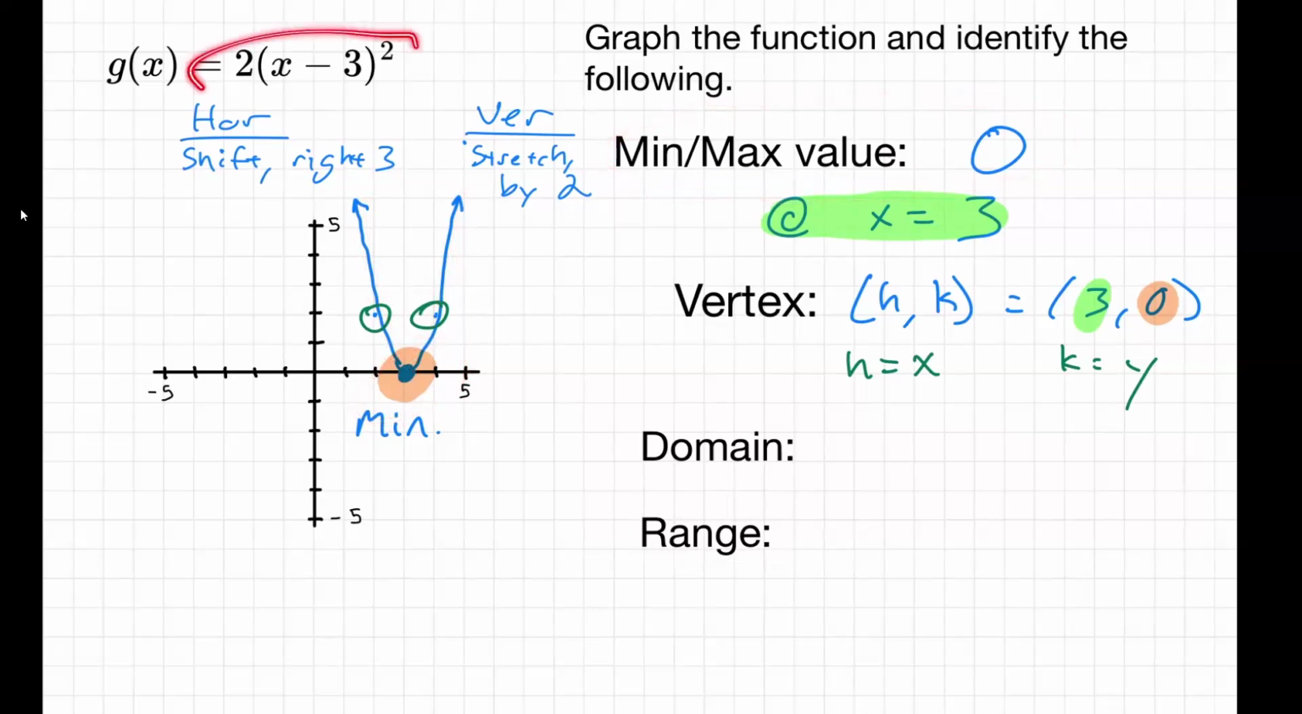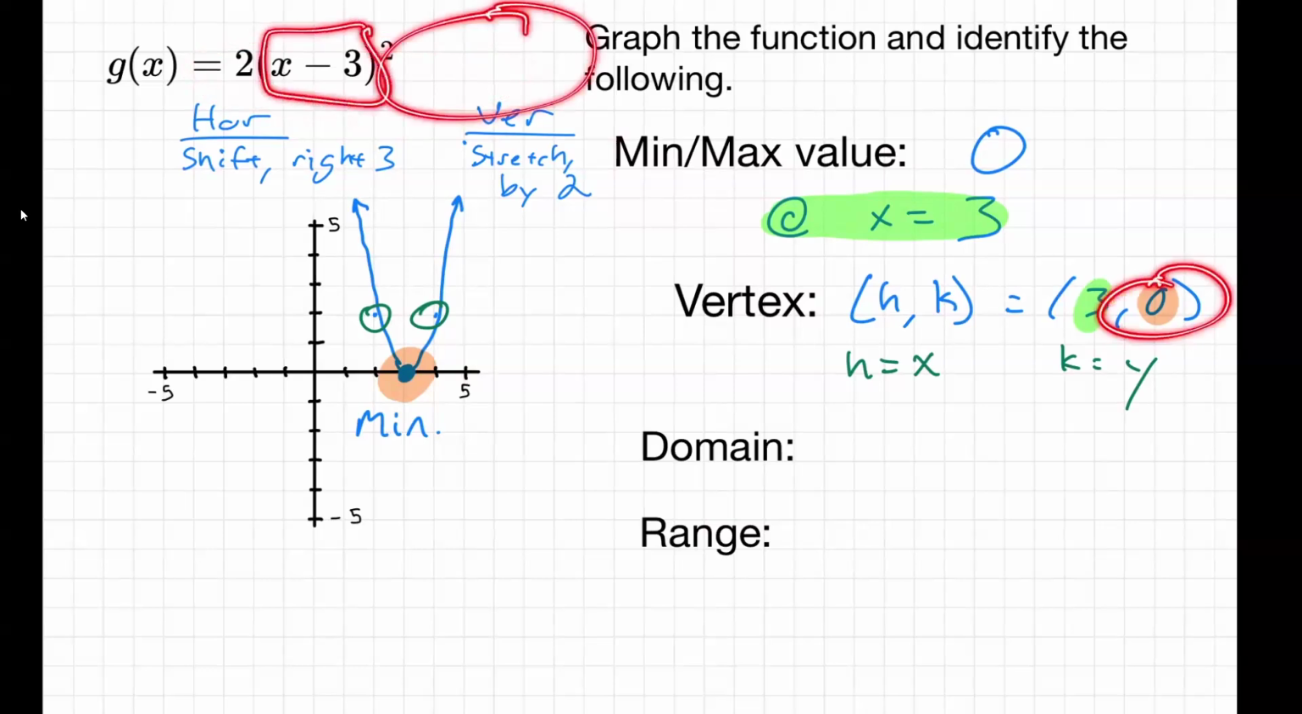Now this is nice, right? Hopefully you catch on to it. When I have something in what I call vertex form, we can kind of see the vertex based on shifts. Everyone see that? There's no vertical shift, hence the 0. This says to go right 3, hence the +3.